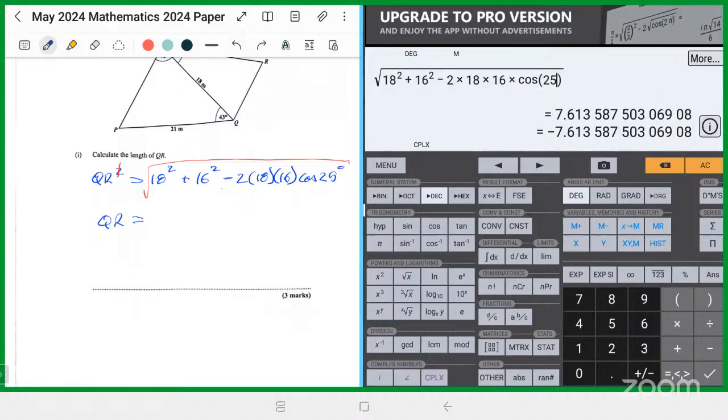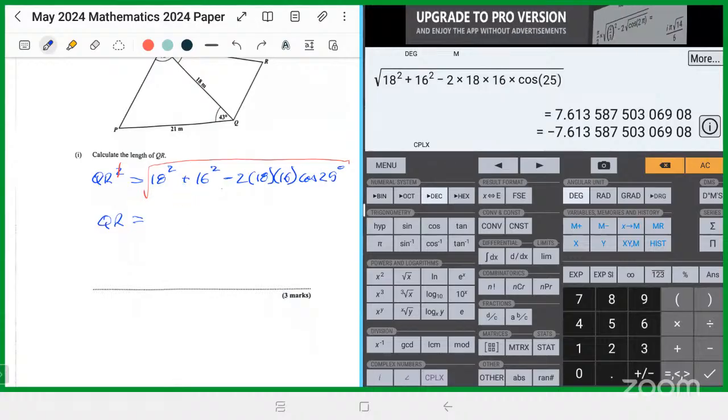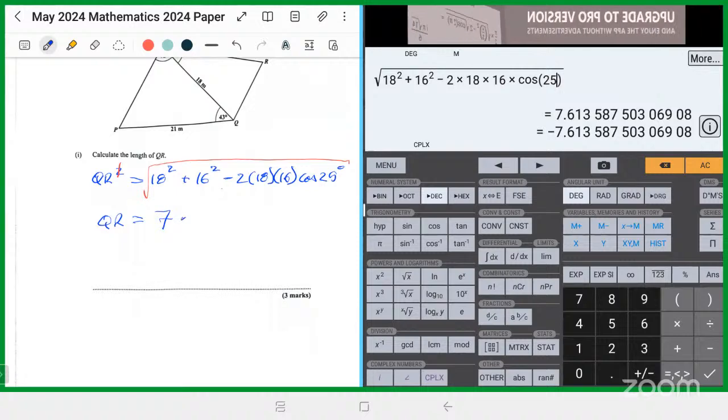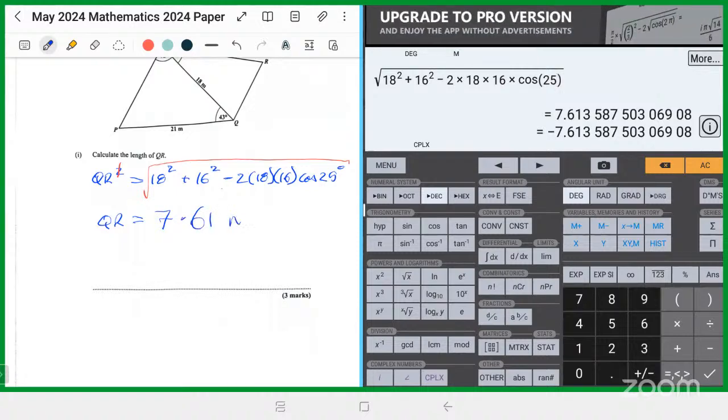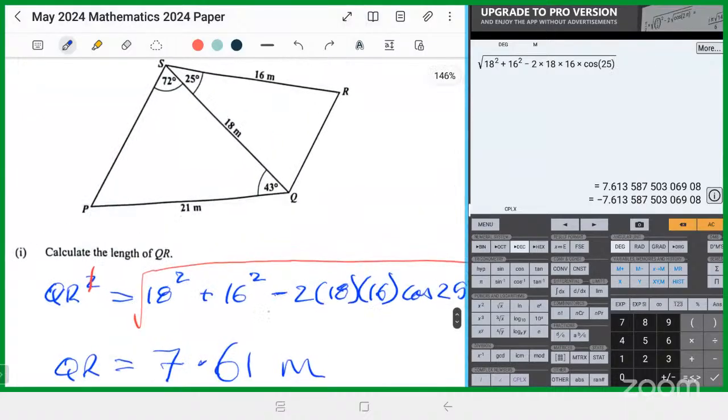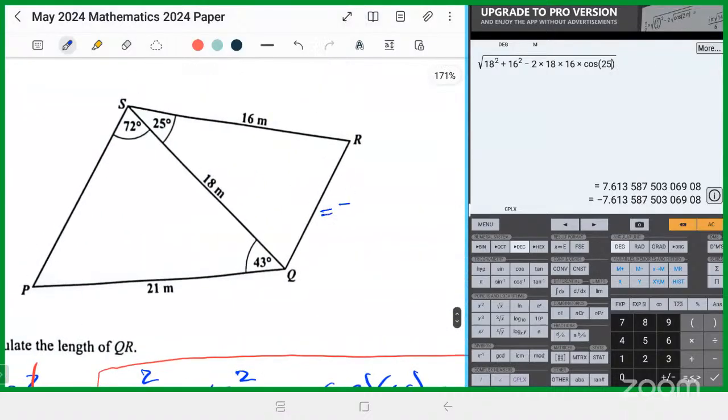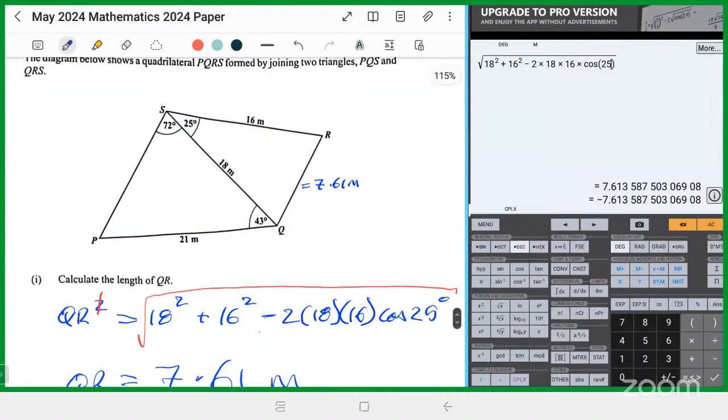Give your answer to 3 significant figures when they don't tell you the level of accuracy they want. So I'm going to write 7.61, and it's meters, as the measure is meters in the diagram. So this side is 7.61 meters. In case we need to use it again, I put it on the diagram.